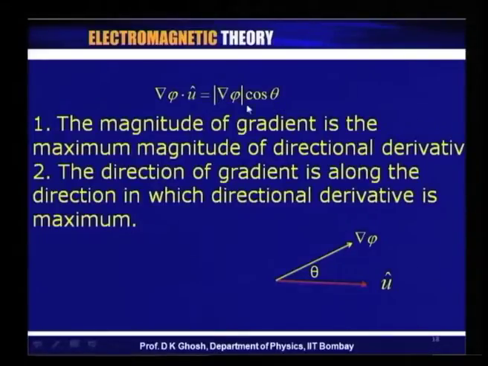Since the maximum value of cos theta is 1, and cos theta becomes 1 when theta is 0, the direction in which you are moving is along the gradient direction. Therefore, the magnitude of the gradient is the maximum magnitude of the directional derivative, and the direction of the gradient is the direction in which the directional derivative is maximum. This is what illustrates this.